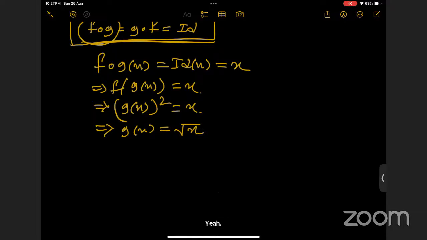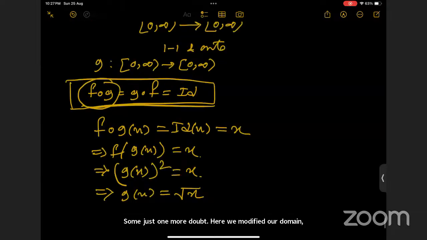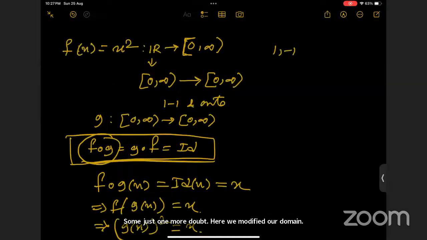Ma'am, just one more doubt. Here we modified our domain, but if a question just gives R, or 0 to infinity, then we should not modify it, right? No, you can't modify it. If the question gives a domain, you will not modify it. You have to take this as the domain, and if the function is not one-one or onto in this domain, then you will simply say that the function is not invertible in this domain. You need not restrict the domain.